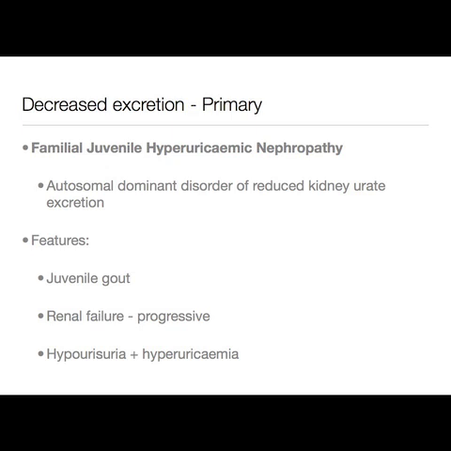So let's move on now to disorders of decreased urate excretion. There is only one primary disorder here that you need to be aware of, and this is incredibly rare. This is FJHN, or familial juvenile hyperuricemic nephropathy. This is basically an inherited disease of the kidneys, characterized by altered uric acid tubular transport. This results in early onset of gout, kidney failure, and reduced concentrations of uric acid in the urine, so that's hypouricemia, and elevated concentrations in the blood, so hyperuricemia.